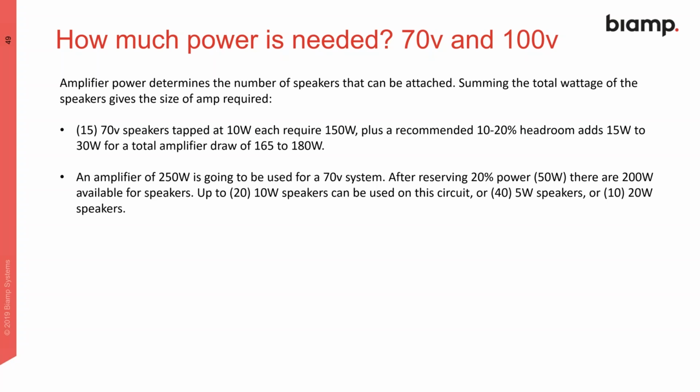The other way would be to start with your known amplifier power and say, okay, how many speakers can I put on that? If I've got a 250 watt amplifier and I want to reserve 20% of that, that would be 50 watts, 10% would be 25 watts. I'll have 200 watts available for the speakers. Now I can just divide that up by the draw of the speakers. So I think it's faster to work from the amplifier power down, but in some applications you have to work the other way.